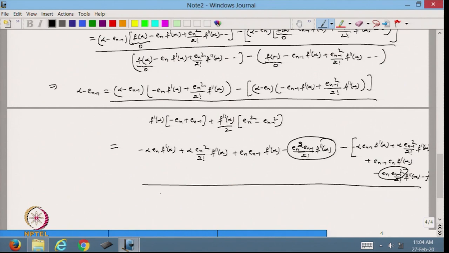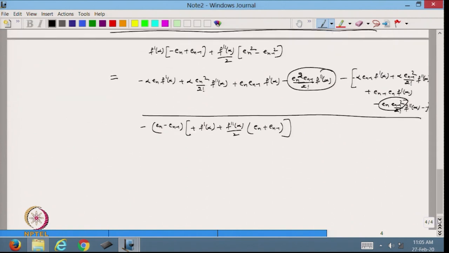So from here I can choose my factor. From here I can find out that e_{n-1}, this one I can take common. So this one I can write as α f'(α) plus f'(α) by 2 e_n plus e_{n-1}. So this I got, and based on this one, from here I can write that α minus e_n plus 1.